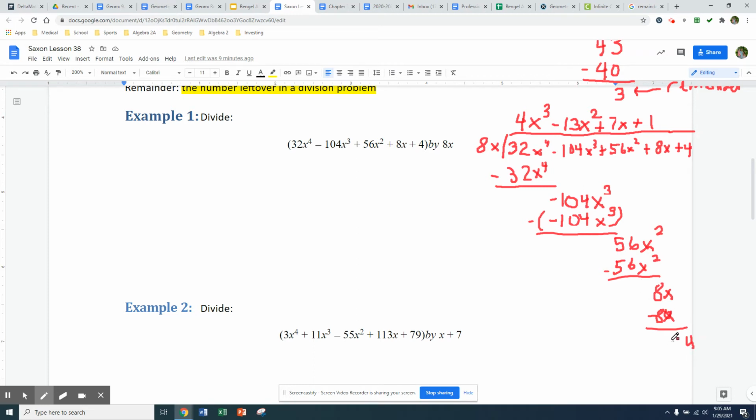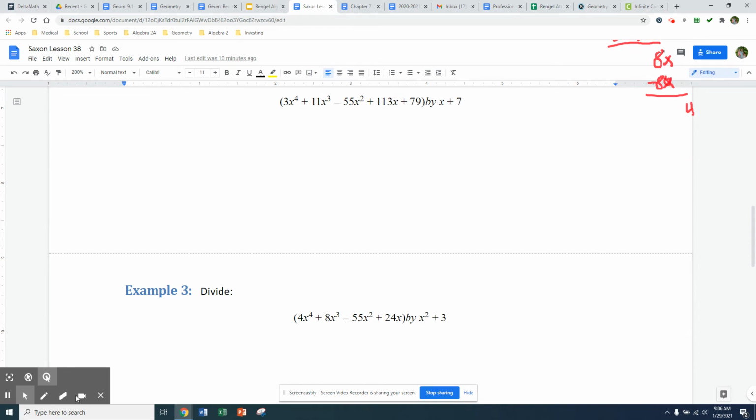Now we get to this point where 8x will not go into 4, because 8x is a higher degree. So we're left with our remainder of 4, which when we write a remainder, we add on 4 over the divisor. So 4 over 8x would be my final term. Since I don't have an x to go into 4, 4 becomes my remainder. So that would be my final result. There we did our first long division: 4x to the third minus 13x squared plus 7x plus 1 plus 4 over 8x.